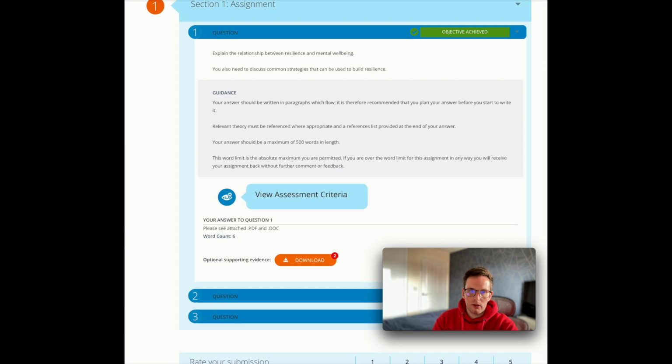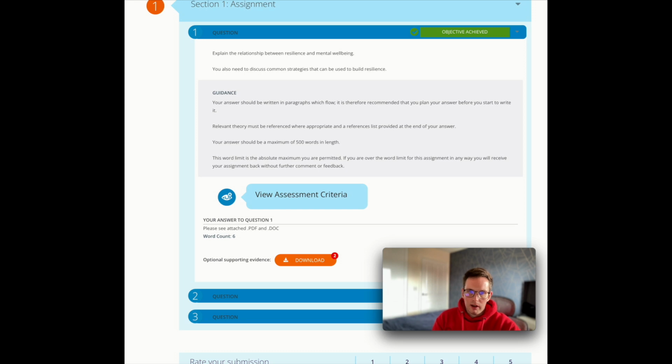So you should write your answers in paragraphs that flow, and it's therefore recommended that you plan your answer before you start to write it. A couple of units back you will have to do a study plan, and it basically is a way for you to write down how you want to attack your question, so where you research, where you study, where you get your references from, and how you're going to answer the question.